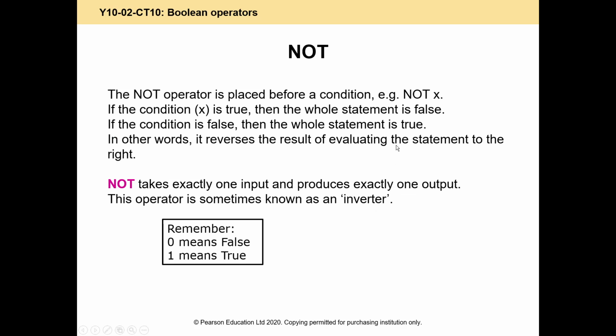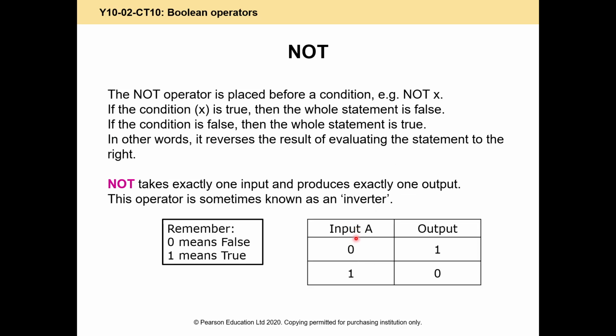A NOT gate is simpler because you've only got one input, one output. Whatever the input is, the output is the opposite. So it's nice and simple. Sometimes called an inverter because it inverts the input. Remember 2's complement. 2's complement works in a CPU by having NOT gates. Whatever the input is, the output is the opposite.